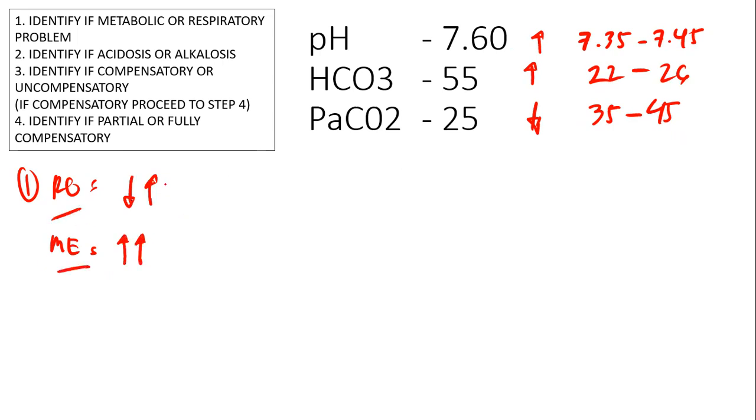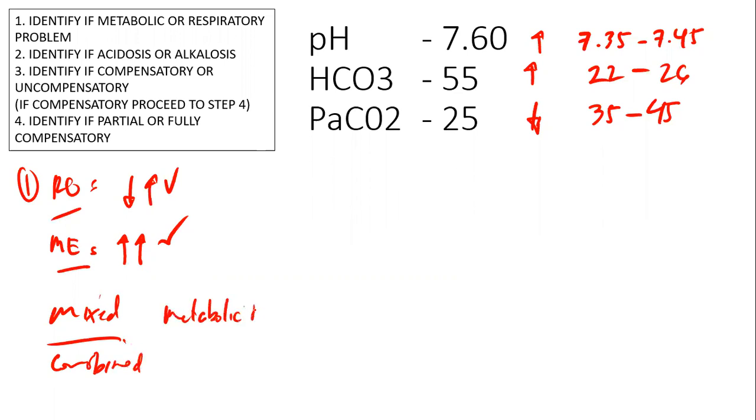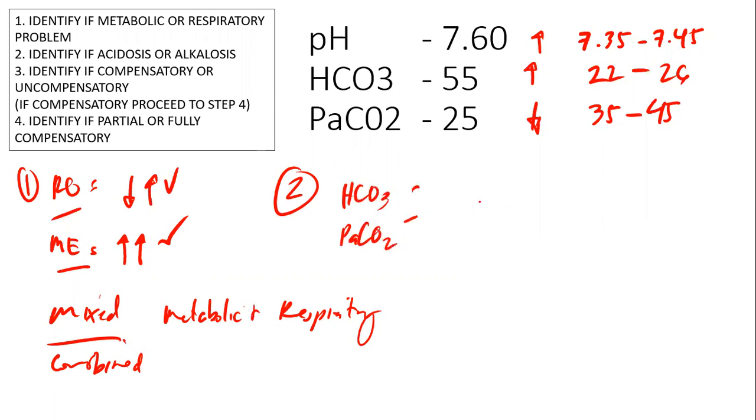So again, is a respiratory problem? Yes. It's a metabolic problem? Yes. Again, this is mixed or combined metabolic and respiratory problem. Now, acidotic or alkaline. So, tingnan natin yung may problem. Sila dalawa naman yung may problem. So, 55 and then 25. So, we have here, increase ang bicarb.